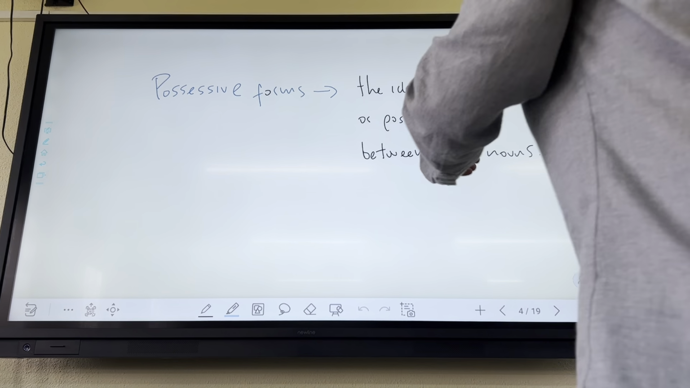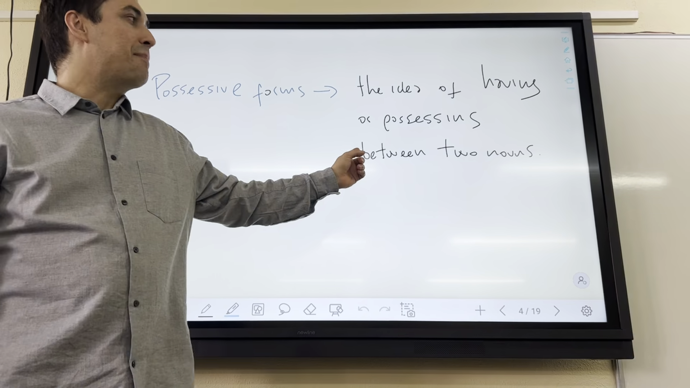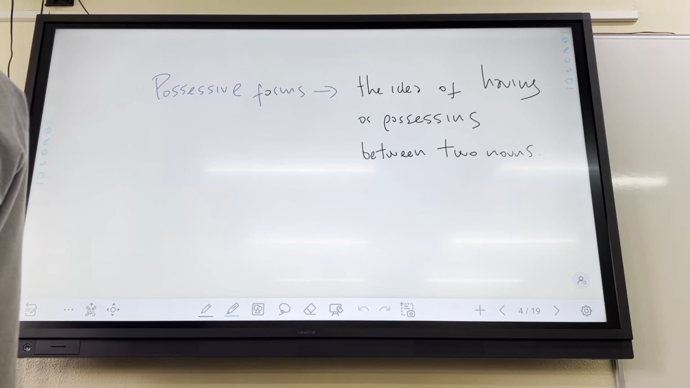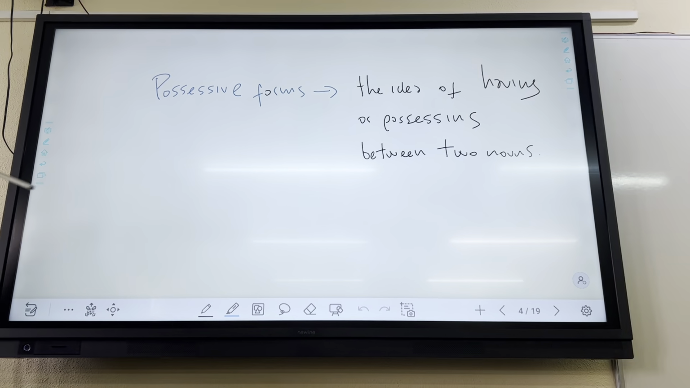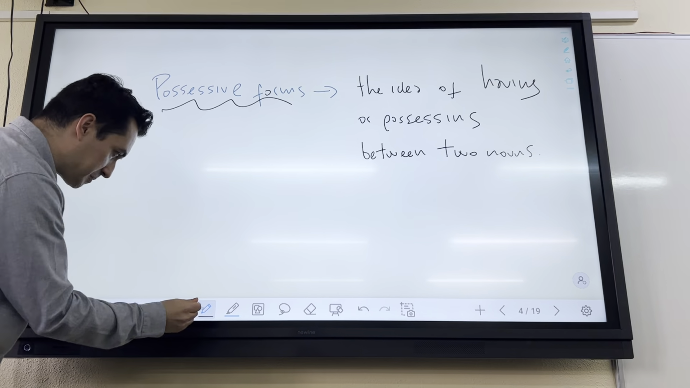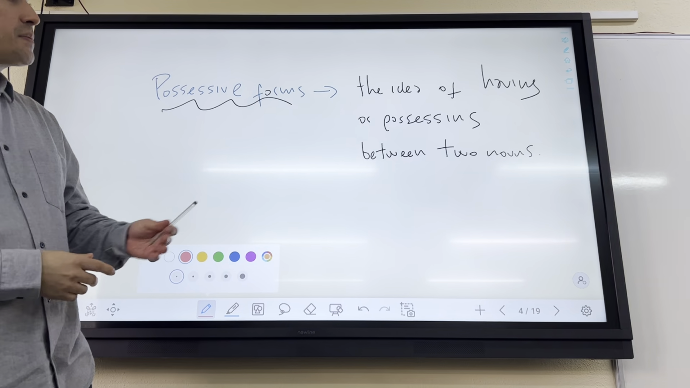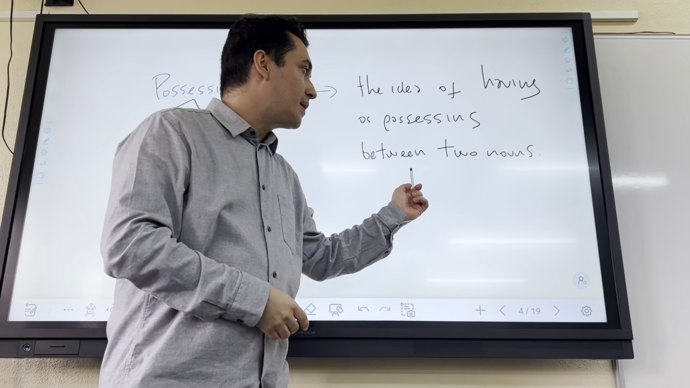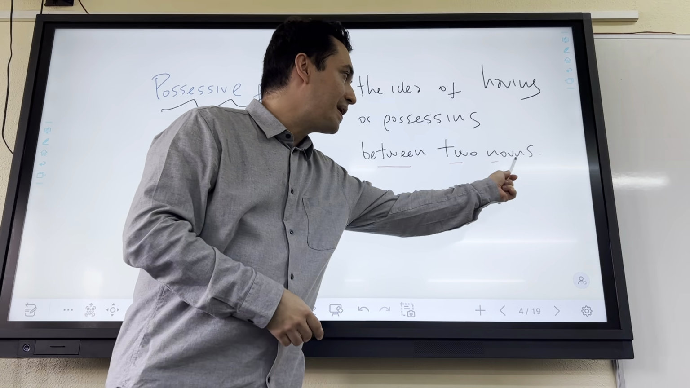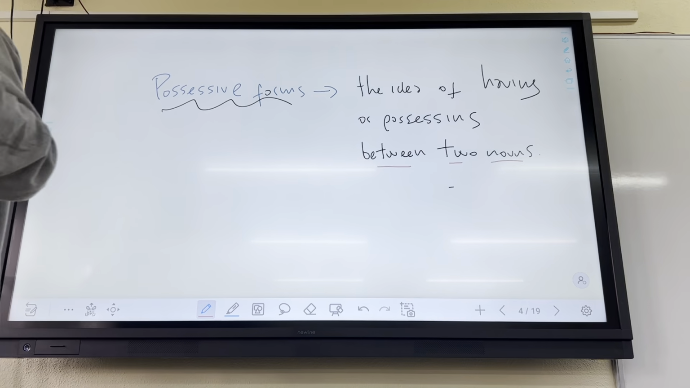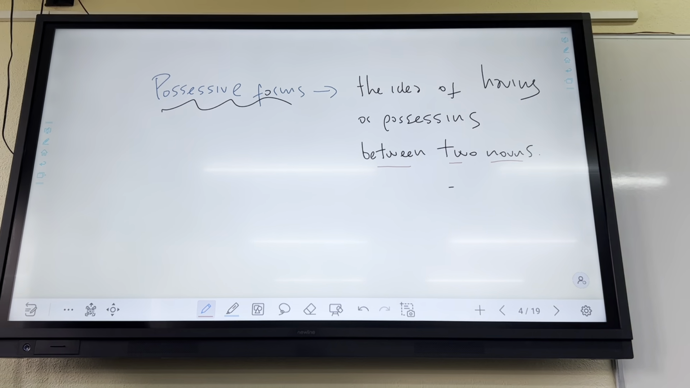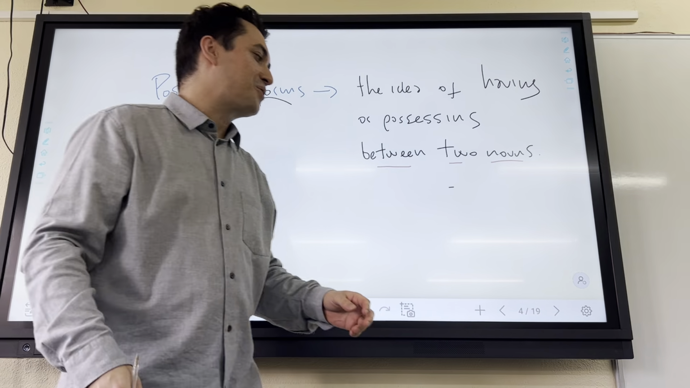Recording, possessive forms, the idea of having or possessing between two nouns. When we use possessive forms, which is the thing I'm going to explain to you today, we express the idea of having or possessing between two nouns. That's very simple, yeah? Having or possessing, that is the idea. You don't really need to copy that.